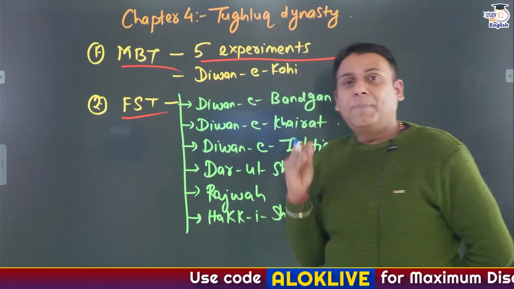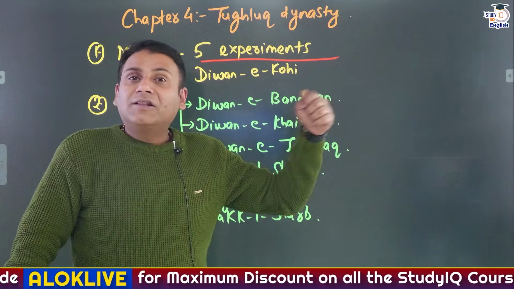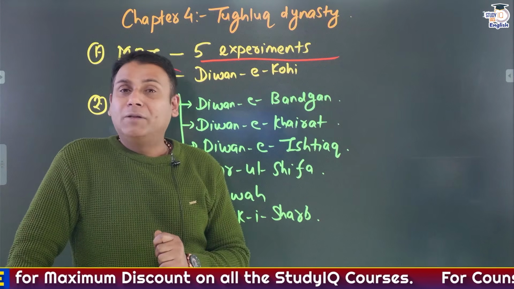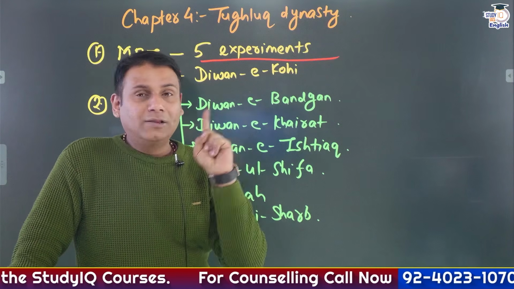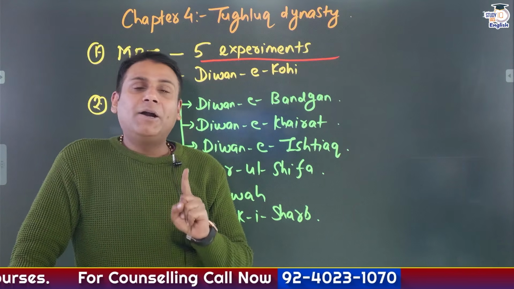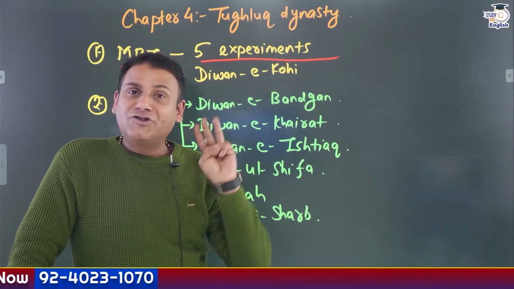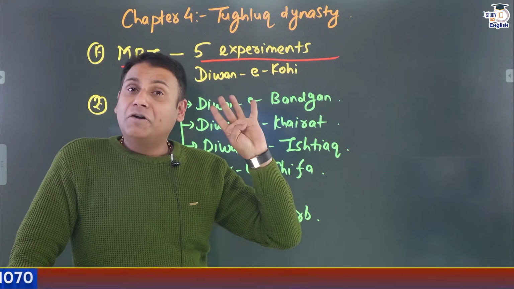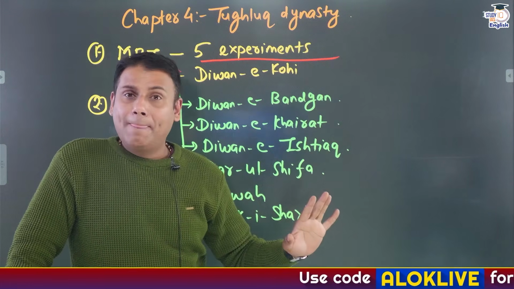Arrange the following experiments of Muhammad bin Tughlaq in chronological order. Or what are the 5 important experiments of Muhammad bin Tughlaq? Such as transfer of capital from Delhi to Daulatabad and retransfer of capital. Second, Khorasan expedition, Karachil expedition, introduction of token currency and taxation in the region of Doab.